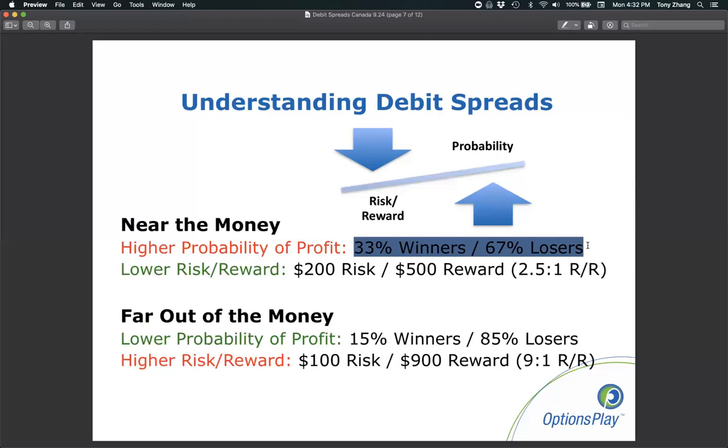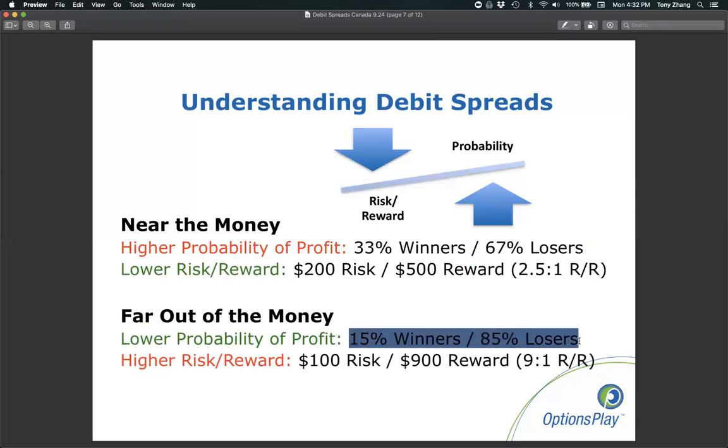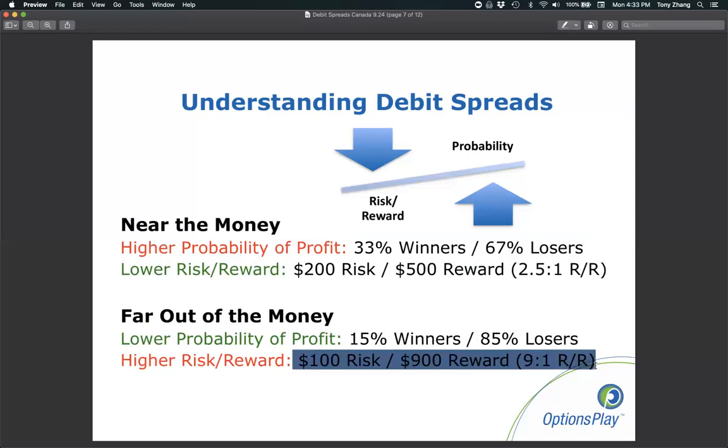So you can buy an out of the money option, which will give you an even lower probability of profit, where maybe only 15% of your trades are winners and 85% of them are losers, and a lot of people will avoid this. However, the trade-off here is that you're going to have really good risk reward. So you're going to be risking small amounts of money to make large rewards if you are correct, even though you're correct less frequently. However, when you are correct, you're going to make up for a lot of those smaller losses.